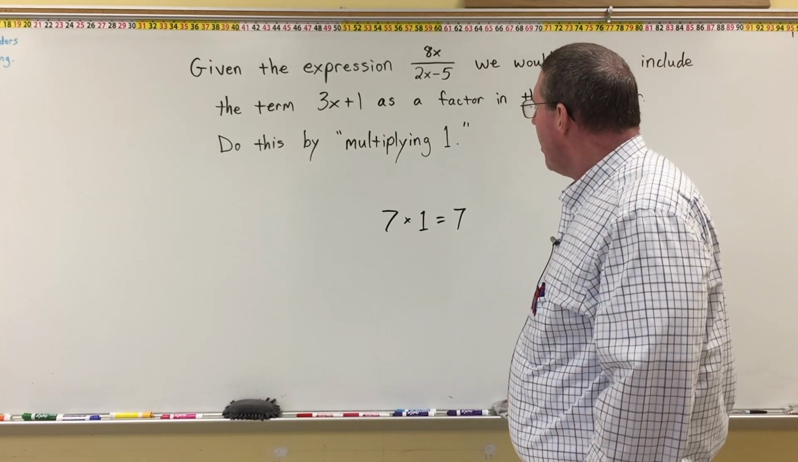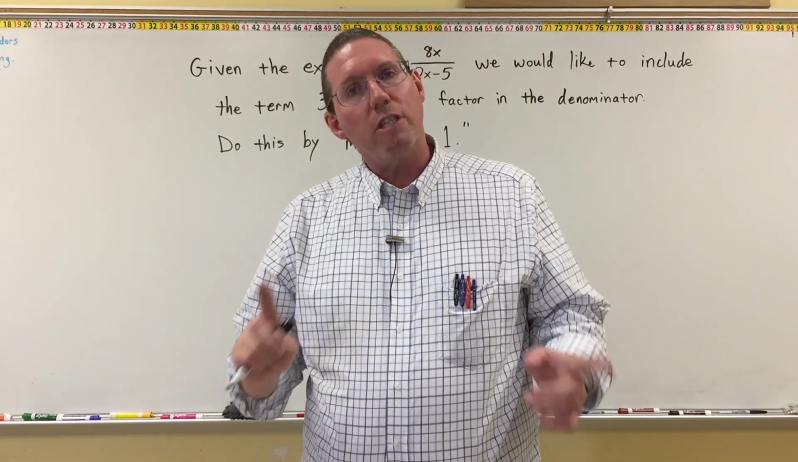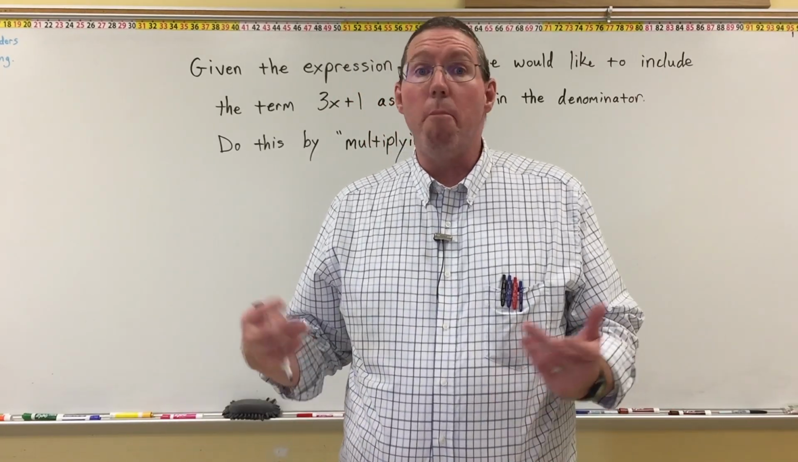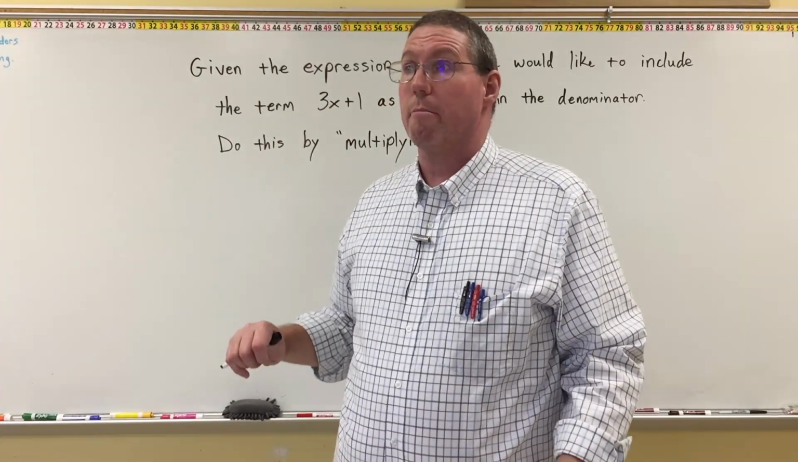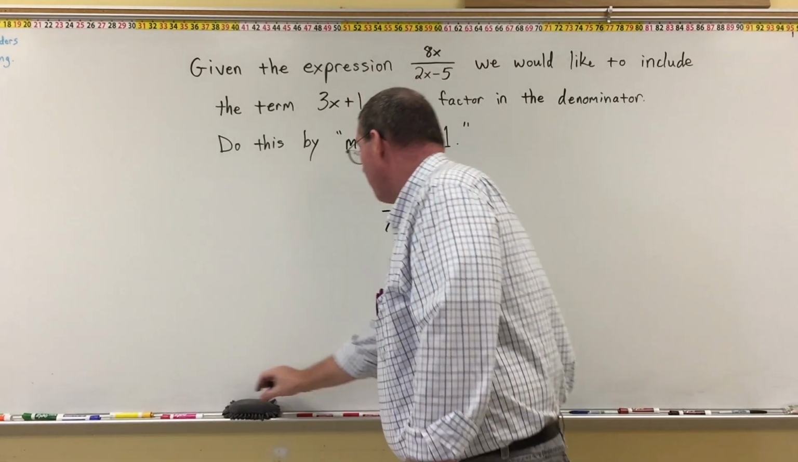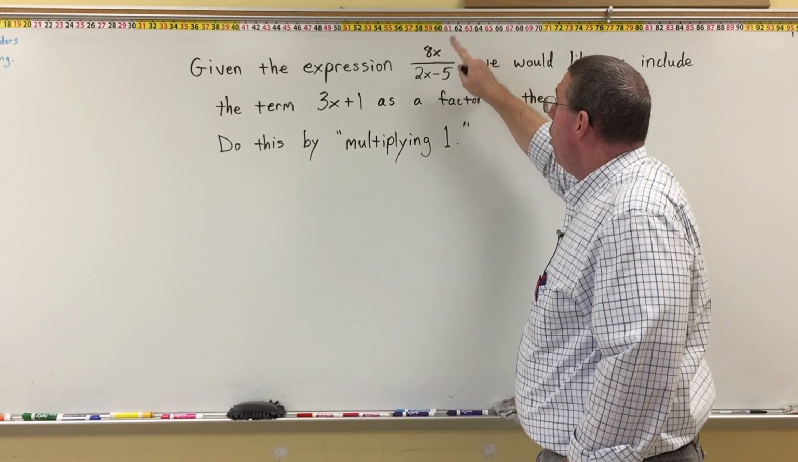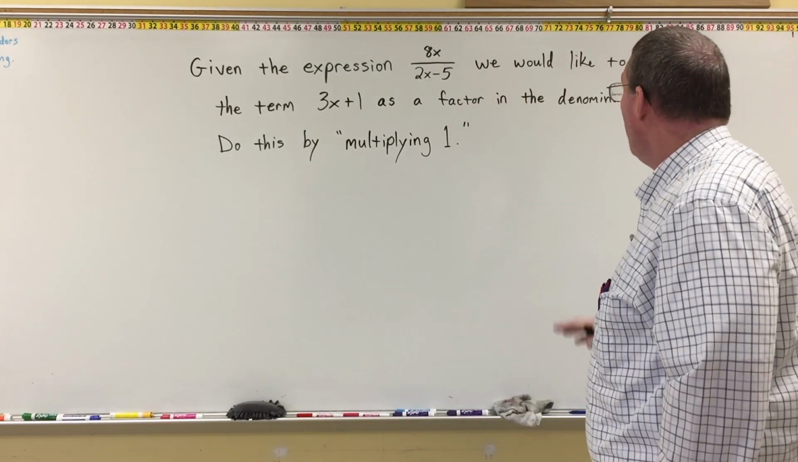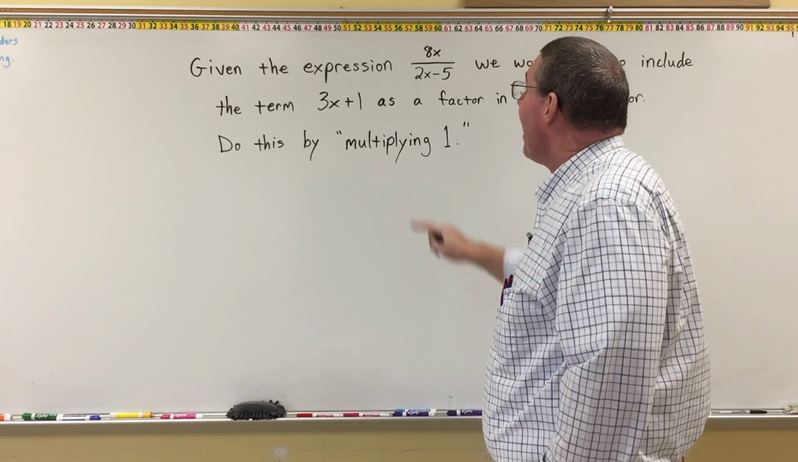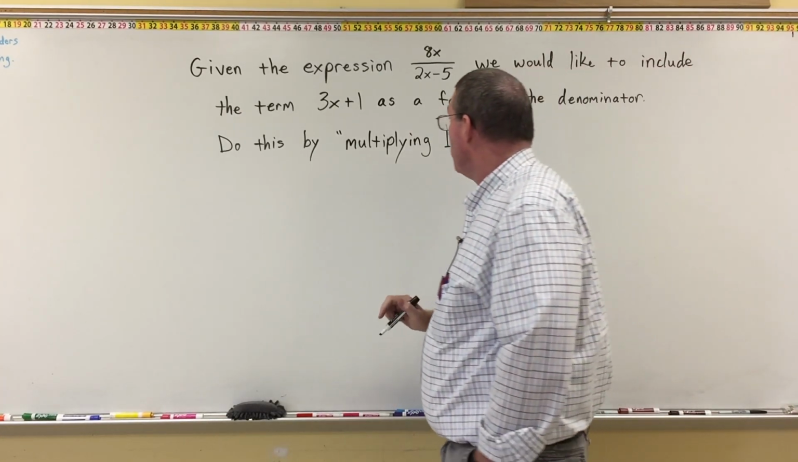And so we know that anytime we multiply by 1, it doesn't change the expression, just like adding 0 doesn't change the expression. So we know that we can multiply by 1 a million times and it won't change the expression at all. It'll stay the same. So for example, this question says, given the expression 8x over 2x minus 5, we would like to include the term 3x plus 1 as a factor in the denominator. Do this by multiplying by 1.